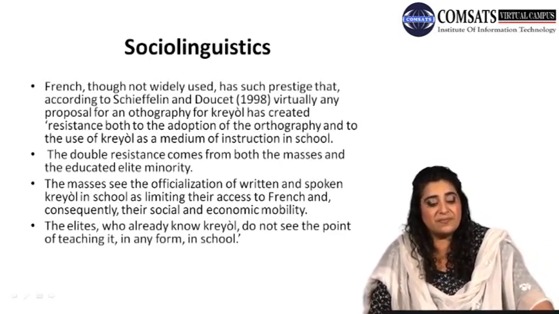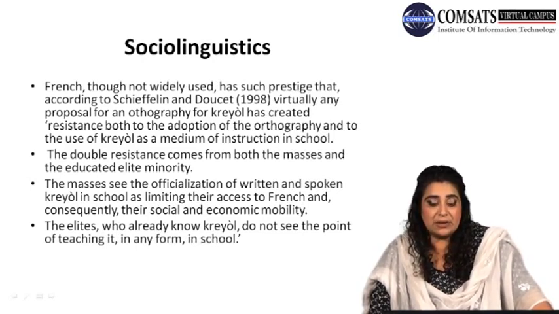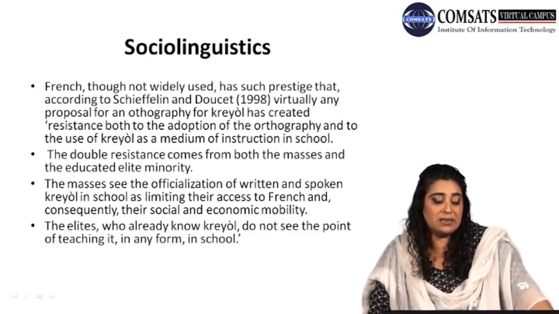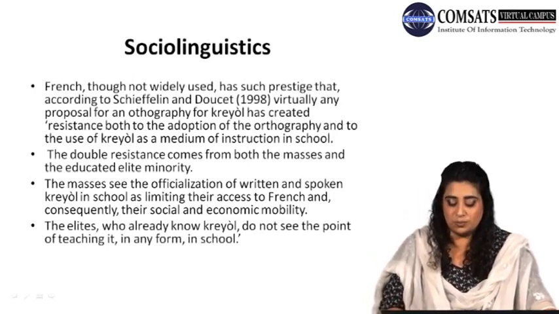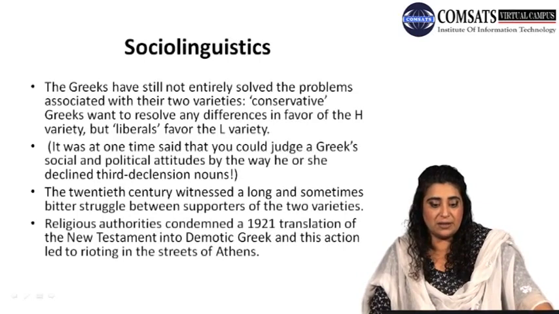The double resistance comes from both the masses and the educated elite minority. The masses see the officialization of written and spoken Creole in school as limiting their access to French and, consequently, their social and economic mobility. The elites, who already know Creole, do not see the point of teaching it in any form in school.